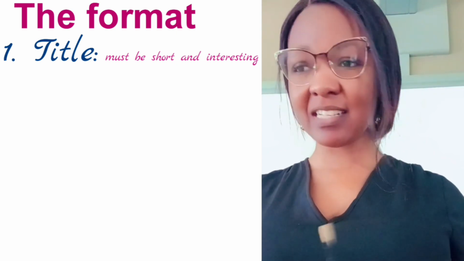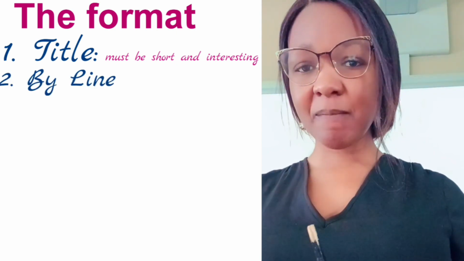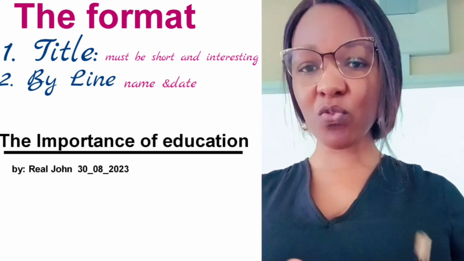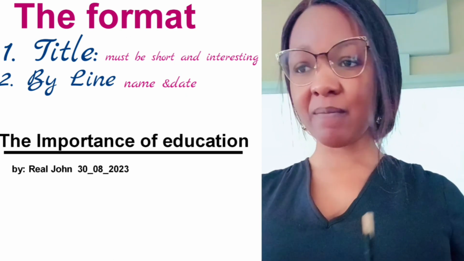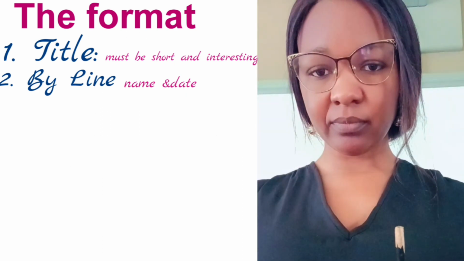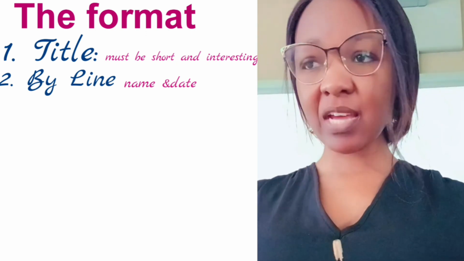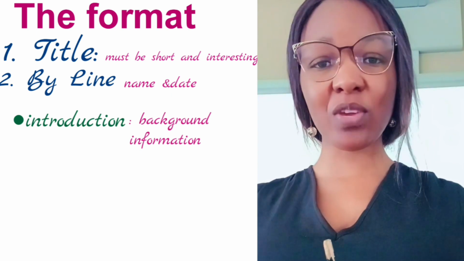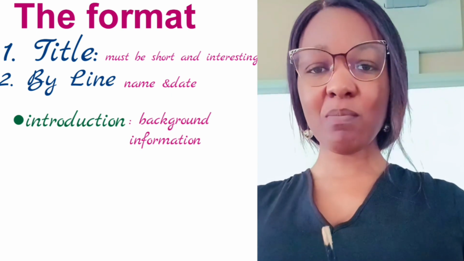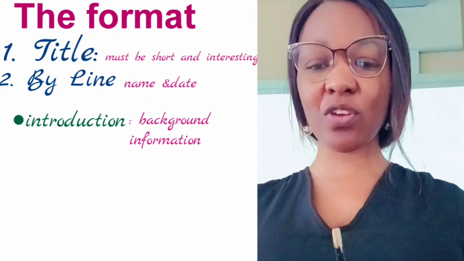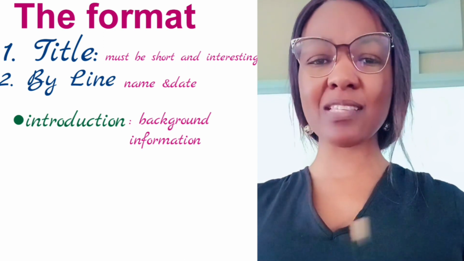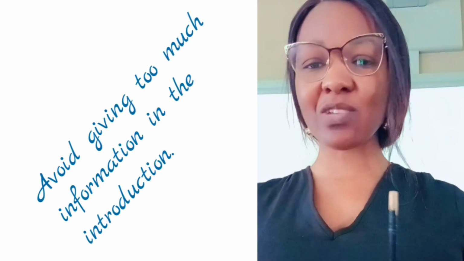You underline it neatly. Then you have the byline. A byline: who is writing this blog? That is your name. If you want, you can add the date there. When you have your title and the byline, you go to the introduction. In your introduction, that's where you give background information. Your blog is about the importance of education. Tell the readers what education is and its importance briefly, just in brief, so that you do not give out all the ideas in the introduction.